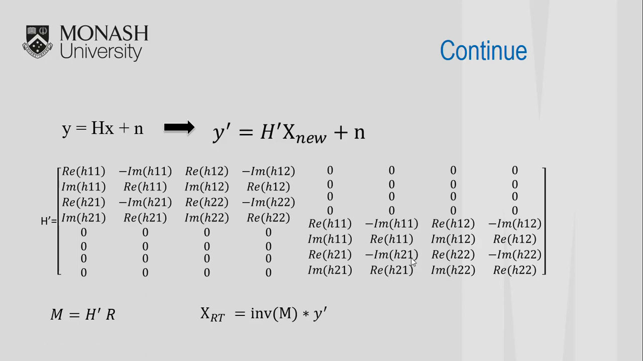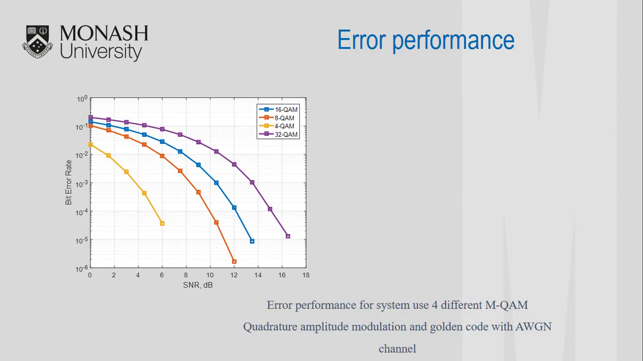With the method above, I wrote the MATLAB code for the Alamouti code and the golden code in the multiple input and multiple output system. So in the next part, I will talk about the error performance for the multiple input, multiple output system with the Alamouti code and the golden code based on the MATLAB running results.